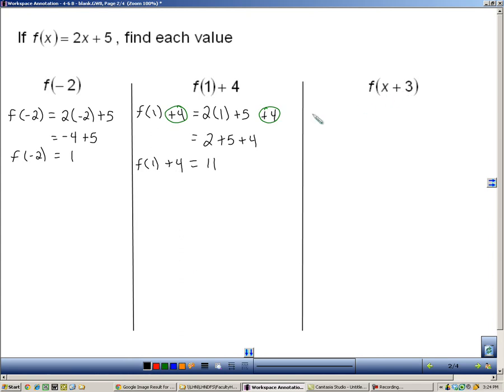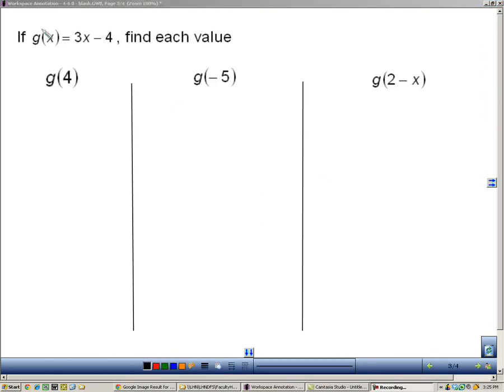The last one, f of x plus 3. It looks different than the other ones because it doesn't just have a number, but we do exactly the same thing. Instead of an x, I plug in exactly what's in the parentheses. So I put x plus 3 in that place, and now do algebra. I'm going to have to distribute the 2 here. So 2x plus 6 plus 5, and those are like terms on the same side. Plus 6 plus 5 is plus 11. So 2x plus 11, and that's what f of x plus 3 is.